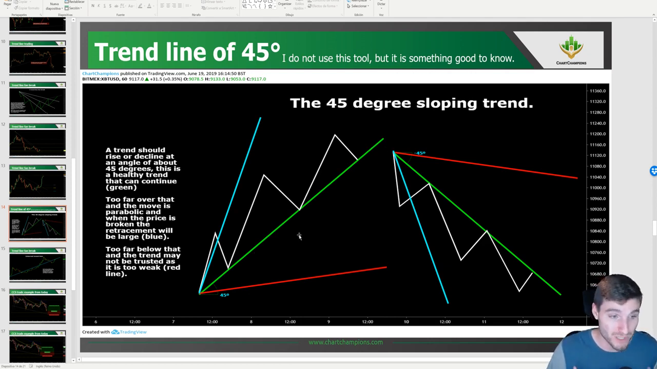I do not use this tool in my analysis, but as we were on the topic of trend lines, I thought it was worth adding in, if you're interested in studying or using Gann theory. Obviously he'll use the Gann square, and I can teach about that as well, but I don't use it. Still, it's a good bit of knowledge to have.